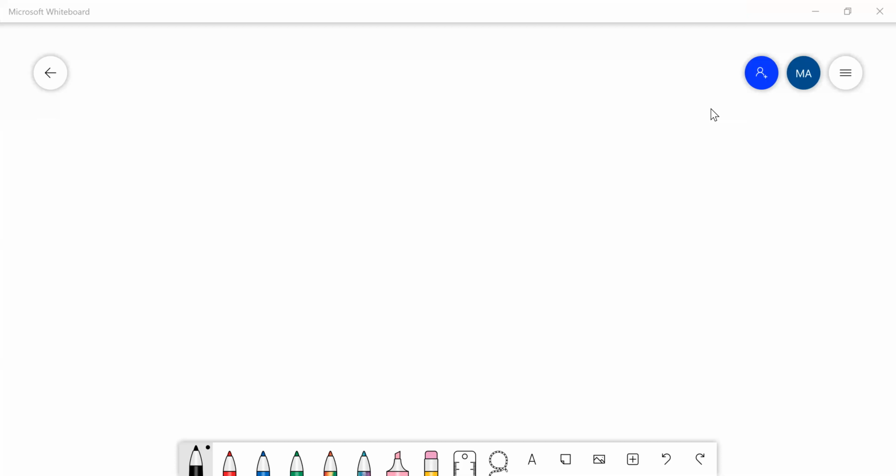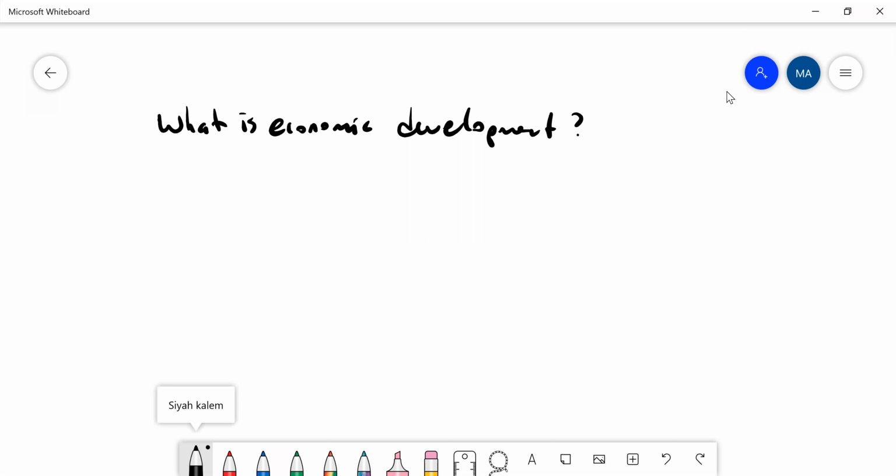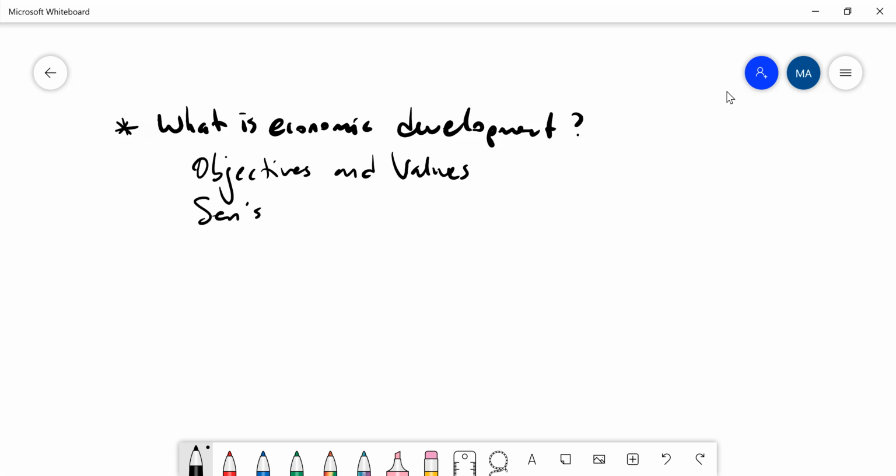We started this semester by discussing what is economic development. Here we paid particular attention to objectives and values, and we discussed at some length Amartya Sen's approach. So this is basically chapter 1 and chapter 2. This was the introduction.